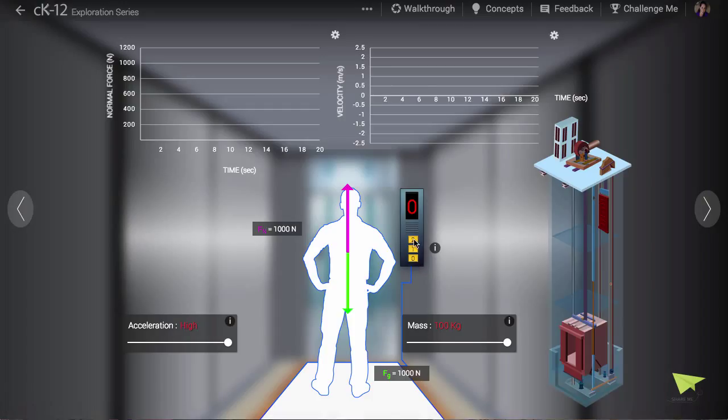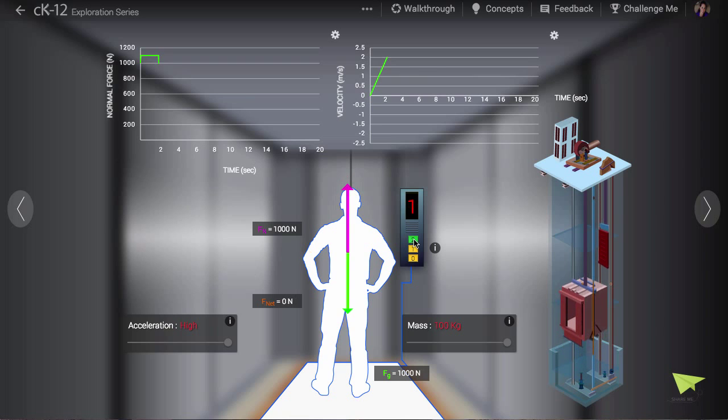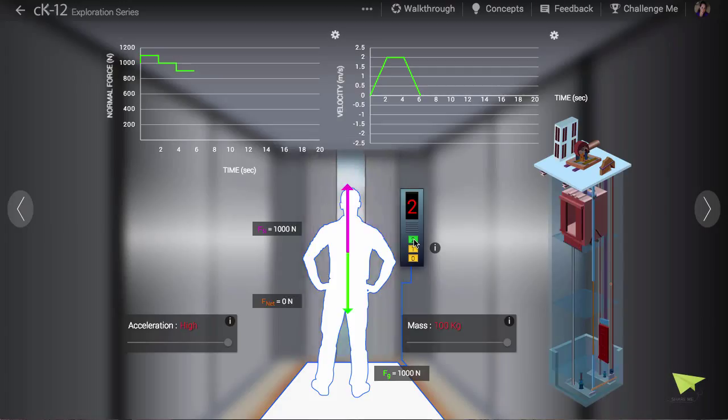The basic idea here is that to take you from rest on one floor to rest on another floor, the elevator needs to accelerate upward at first, then travel with some constant upward speed, then decelerate, in other words, accelerate downward, to a stop.